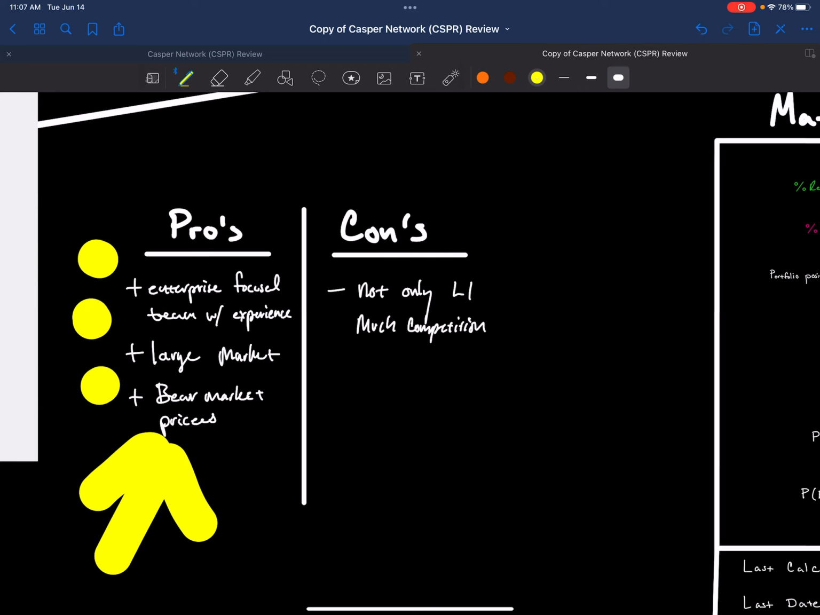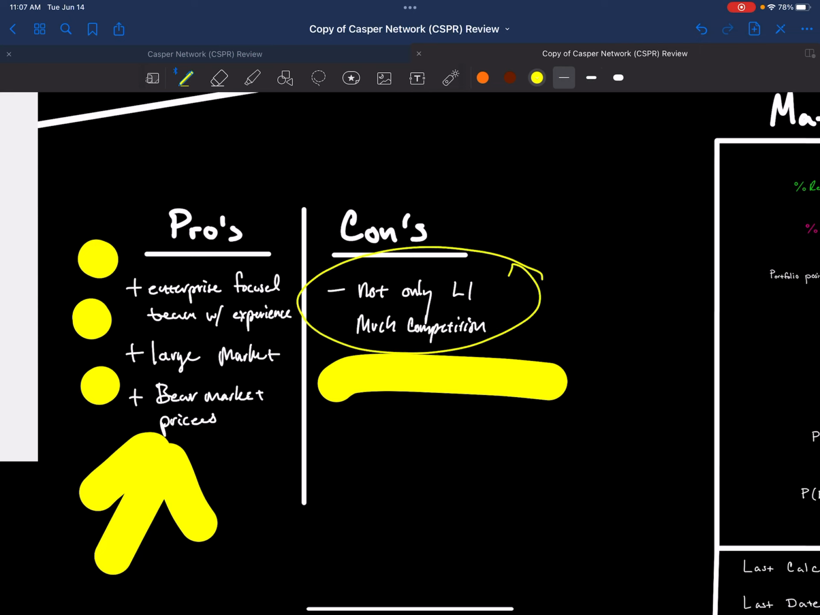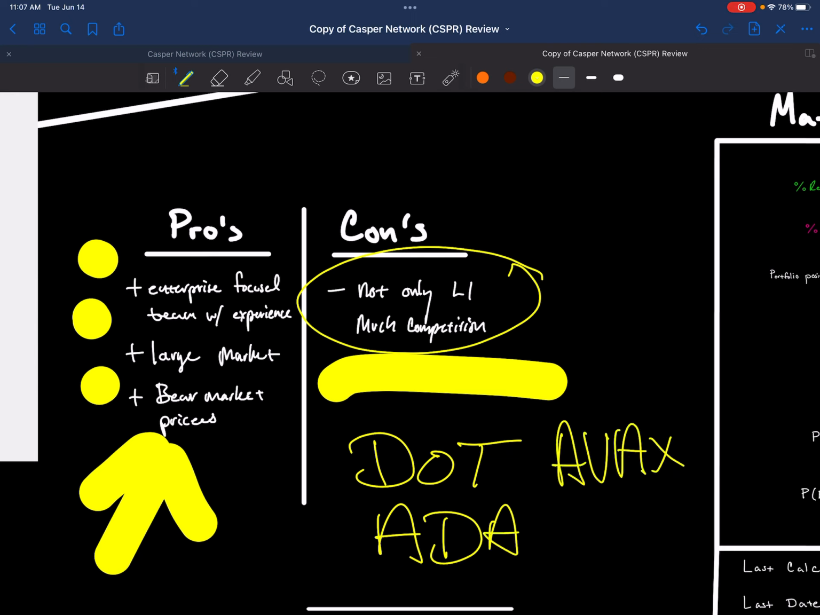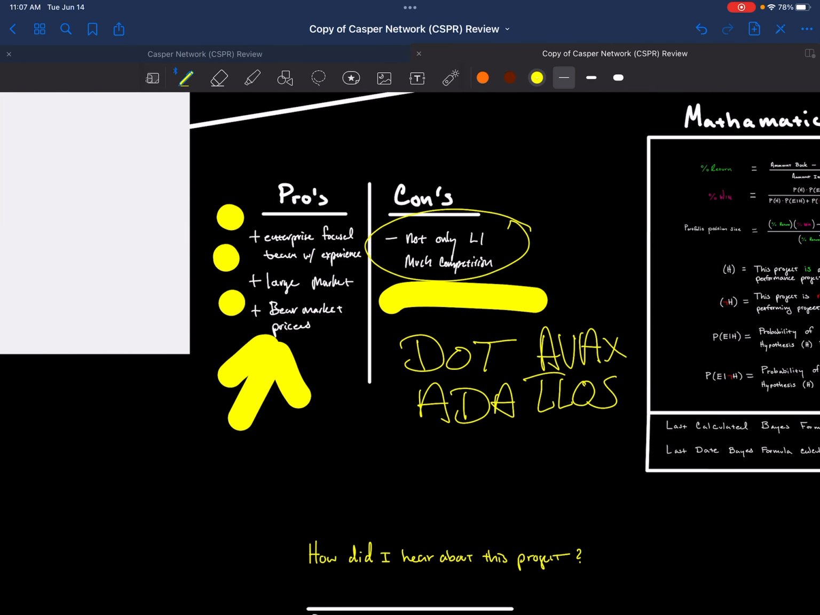The cons, it is not the only L1. There's a lot of competition. Now, it's up to you guys to think about how this works, but for L1s, there's a huge, massive market. But with this project, there's many L1s. There's a lot of competition. There's DOT, there's ADA, there's AVAX. The list goes on and on. There's Telos. And it goes on and on and on. There's a lot of L1s.